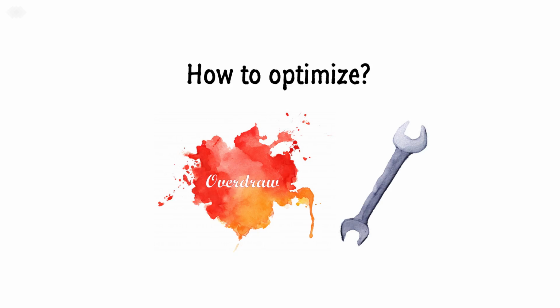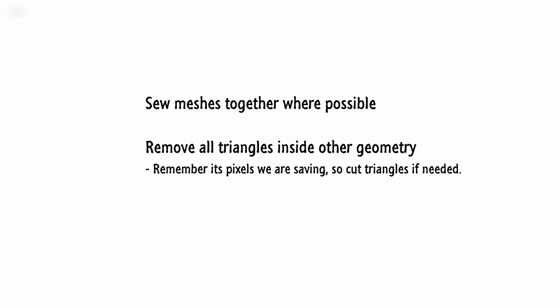How to optimize. Always try to stitch all meshes together, so it's just one solid surface. If this is not possible, at least remove all geometry inside another geometry, even if you have to do more cuts. Overdraw also affects shadow meshes, so these things should be done to them as well.